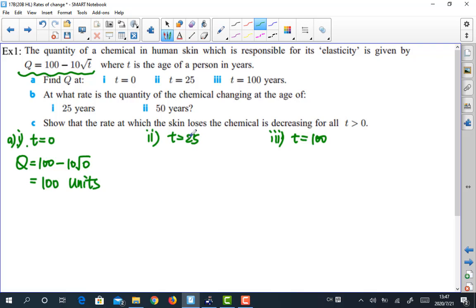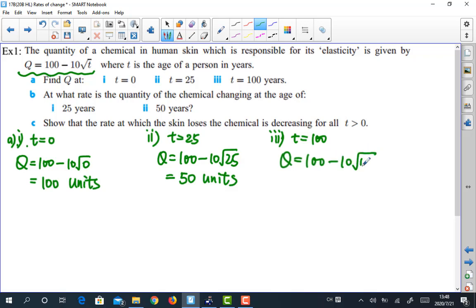When t equals 25, Q should be 100 minus 10 square root of 25. Evaluating this, the result should be 50 units. When t equals 100, Q should be 100 minus 10 square root of 100, so that would be 0 units. So when this person is 100 years old, you will see the quantity of this chemical is lost completely at that age.